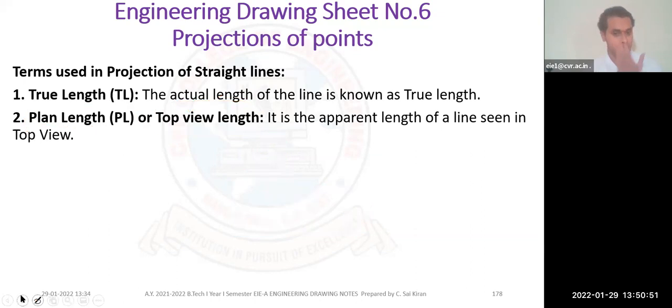So, apparent length seen in the top view. This is my book, which is a horizontal plane. Whatever I'm seeing, look here. I told you that it is a plan length, and plan length is nothing but this one. If you see the top view, you can't see the complete length. Can you see?